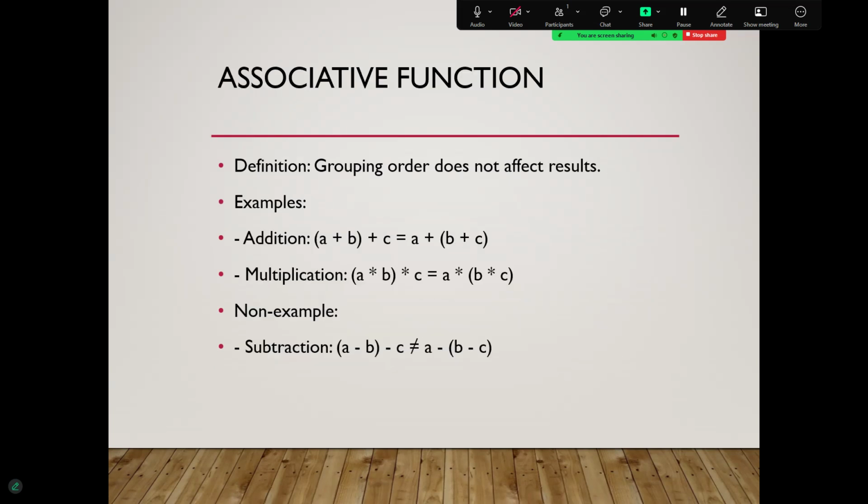Associative function. In mathematics, you know what an associative function is. Grouping order does not affect results. Why? (A + B) + C is equal to A + (B + C), so it is an associative function, because the result does not change. Similarly, this applies for multiplication. It does not apply for subtraction.